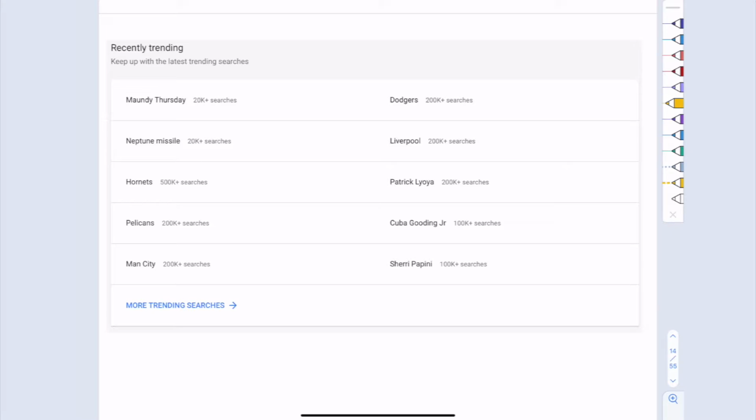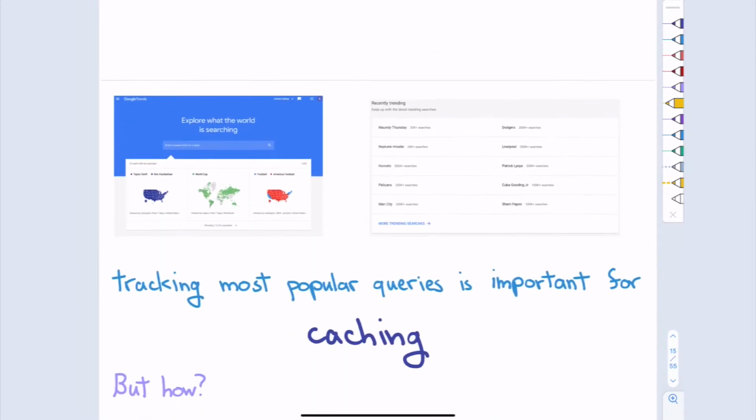The Hornets won last night. The Pelicans won last night. Something happened in soccer, so Manchester City is trending. Liverpool's also trending, so maybe somebody lost, somebody won. The Dodgers are trending. Some guy named Patrick Leola is trending. Somehow Cuba Gooding Jr. is back in the news. I thought he retired a long time ago. And then finally, somebody named Sherry Papini also is trending. Okay, whatever. So they keep track of all these trending topics, and I guess I could have clicked more trending searches and found more stuff. All right, so that's kind of fun and curious.